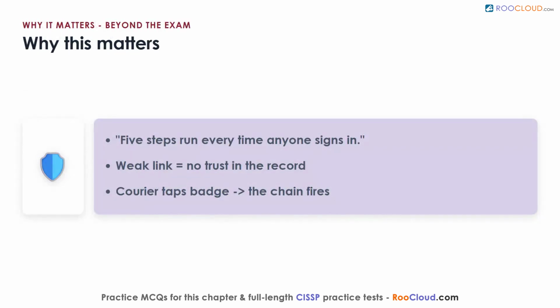Why does this matter beyond the exam? Because these steps run silently every time anyone signs in. Picture a courier logging into a warehouse app to scan a package. The moment they tap their badge, 5 things happen in sequence, and every one has to hold. If any single link is weak, you cannot trust the record of who moved what. On the job, this chain is the difference between a solid investigation and a shrug.